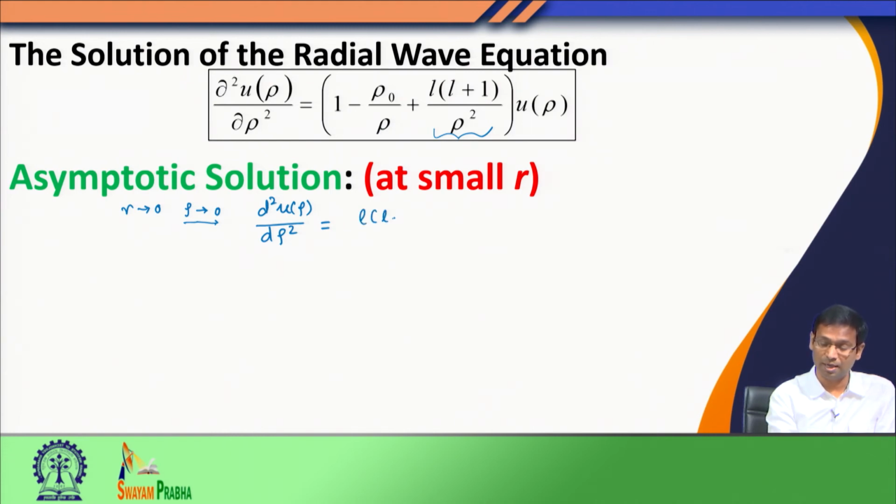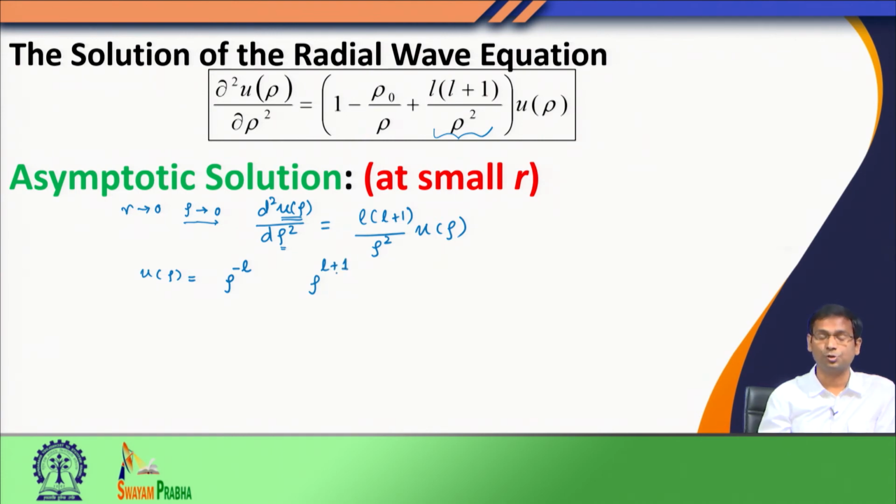So, I keep only that term, and now I have this second order differential equation, where the function is u of rho and the coordinate that I am differentiating with is rho. The solution of this differential equation, we would not derive, rather we would use it. It can have two possible solutions. One is rho to the power minus L, another is rho to the power L plus 1.